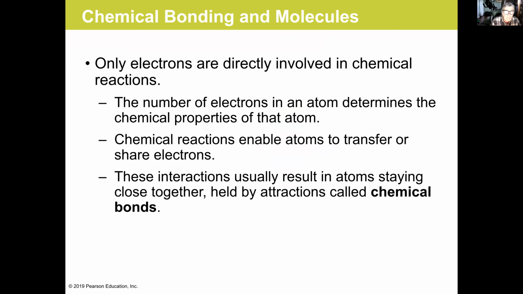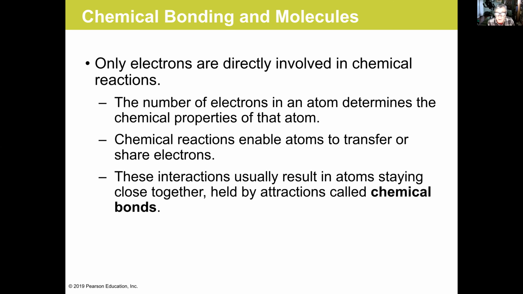Only electrons are directly involved with chemical reactions. Not the protons, not the neutrons, the number of electrons. And actually, it's only the outermost electrons that participate in chemical bonds. These are called the valence electrons. And the number of electrons, particularly the number of valence electrons in an atom, determines the chemical properties of that atom. What other atoms do they combine with, and how do they combine?